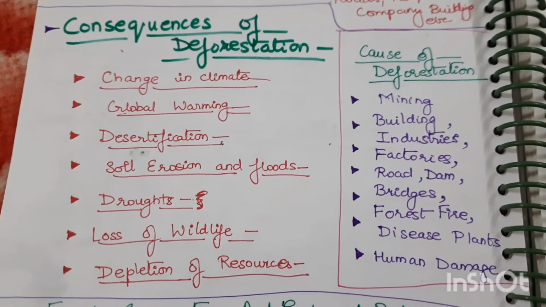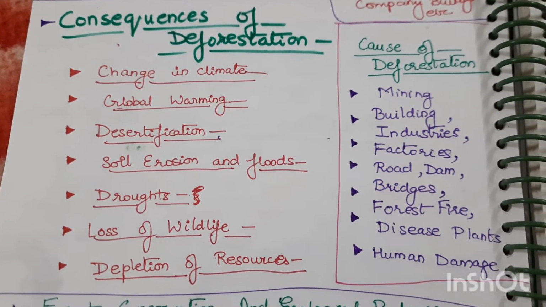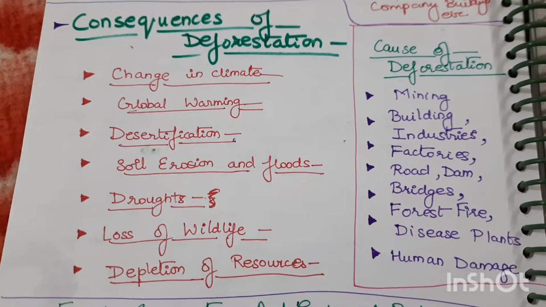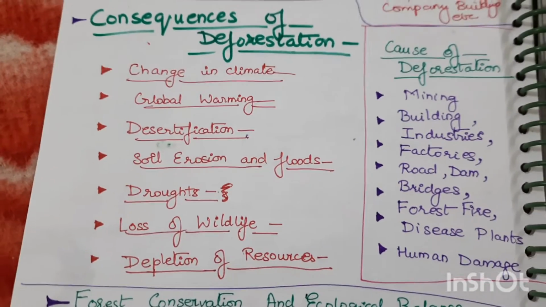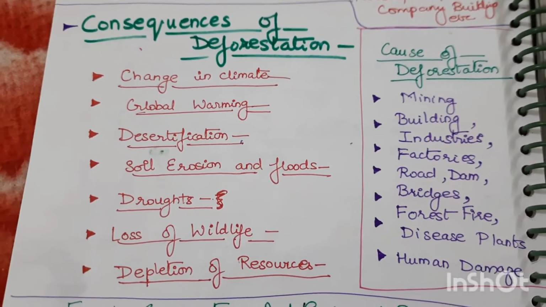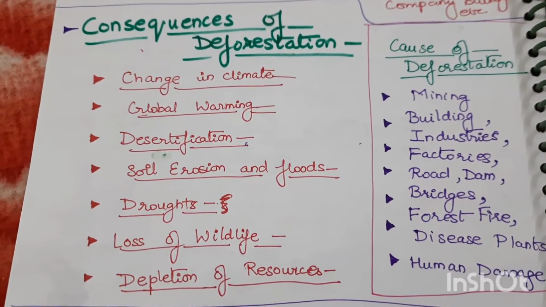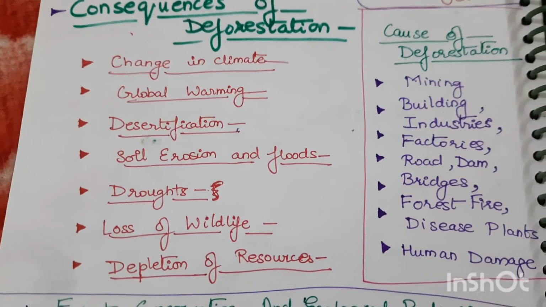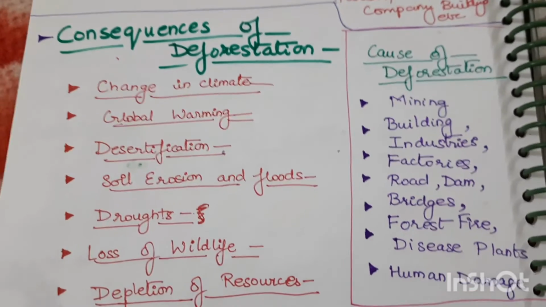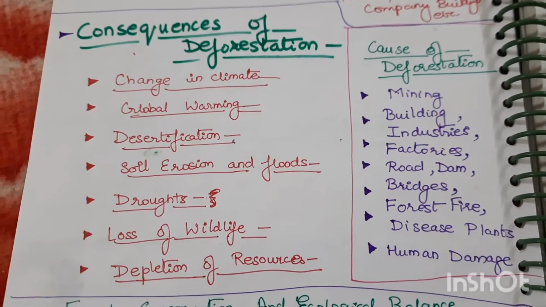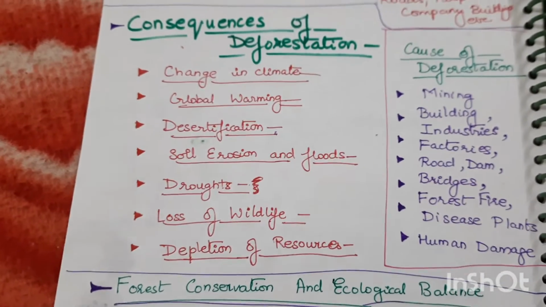Soil erosion, of course: if the forest is lost, then the soil becomes eroded fast, and there are floods. Drought, loss of wildlife. Drought is what? That is, no more water is available there. And loss of wildlife: the wildlife is also being lost, because the forests are the shelter of many animals, and due to deforestation, or cutting of the trees or forest, the wildlife is losing. And the next is the depletion of the resource.